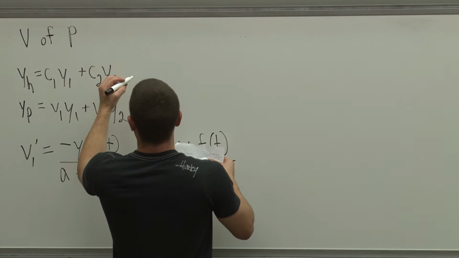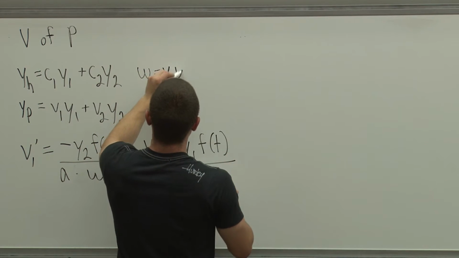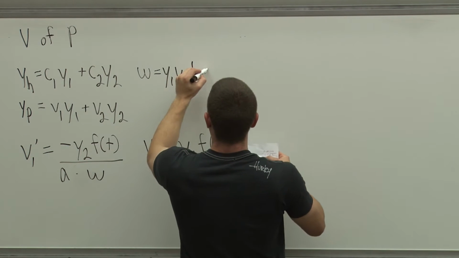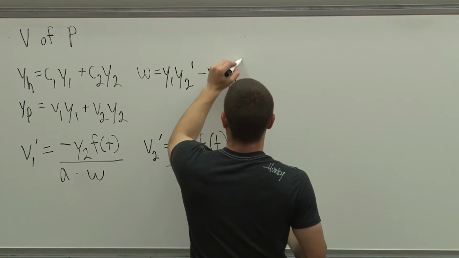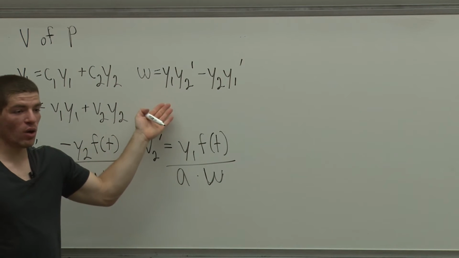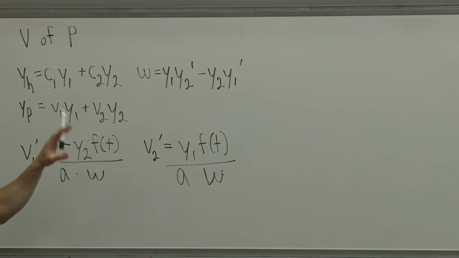So here's our Wronskian. Wronskian equals y1 times y2 prime minus y2 times y1 prime, which is the exact same thing as your result when you do the matrix. All right, so does that make sense to everybody? I wrote a lot on the board. That makes sense? OK, one more thing, though.